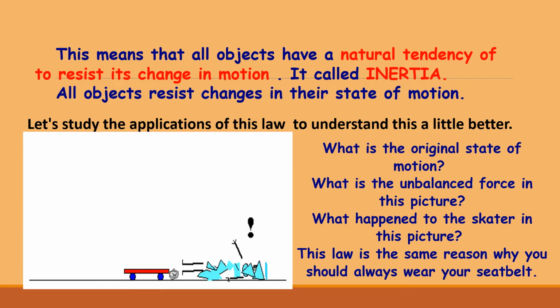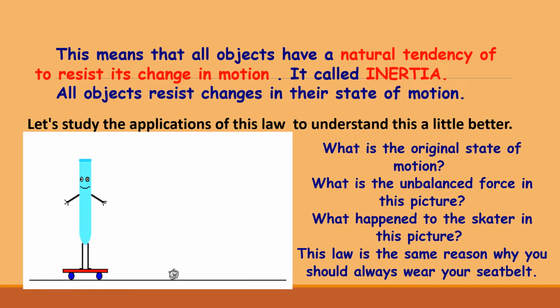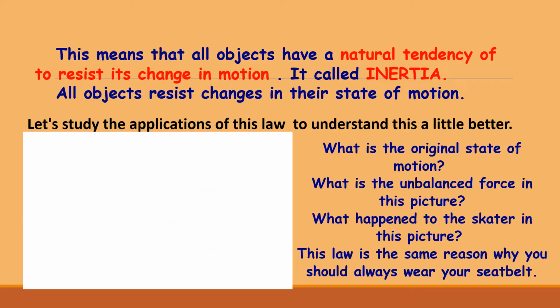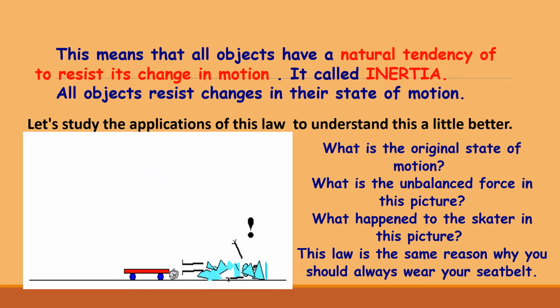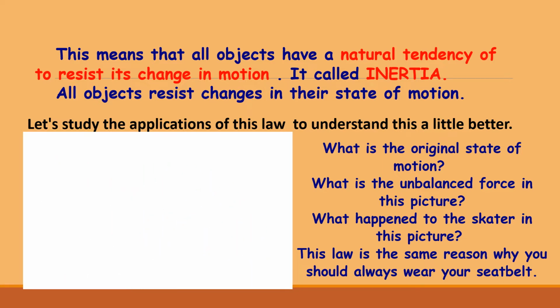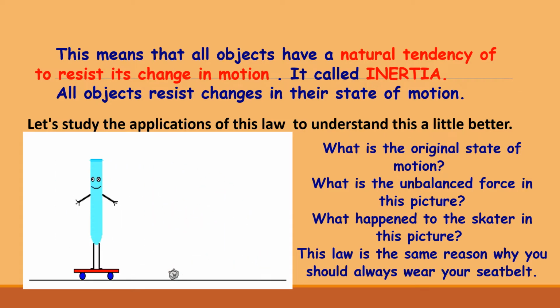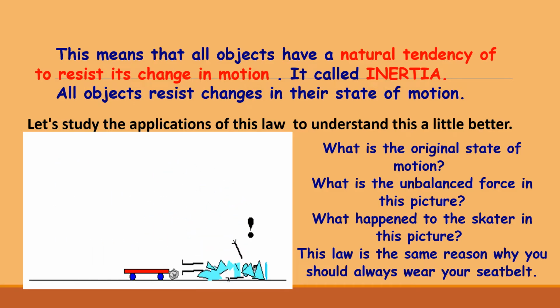So let us study the application of this to really understand the first law of motion. Let us examine the animation in the picture. First question, what is the original state of motion? The original state of motion of the skater is in motion. It is moving. So what is the unbalanced force in the picture? The unbalanced force in the picture is the presence of the stone. So what happened to the skater in this picture? The skater changed its motion and changed its direction. This law is the same reason why we should always wear a seatbelt.